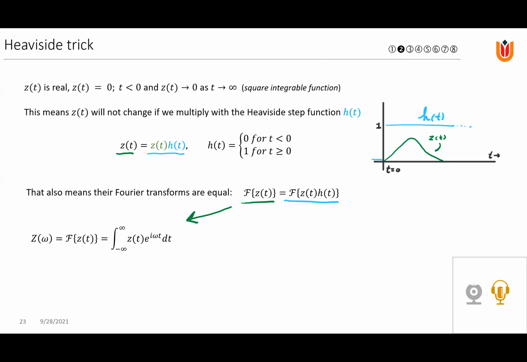So we can do some math here. We can just write how the Fourier transform of z of t would look like. That is just this definition: the integral from minus infinity to infinity of z of t times a complex exponential. Do you know what the Fourier transform of the product of two functions looks like, if you encountered that?